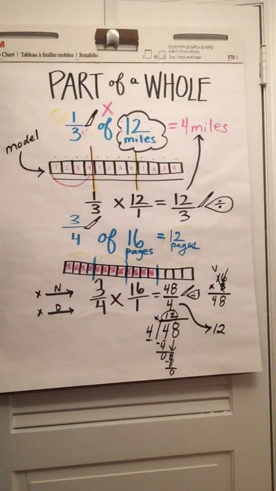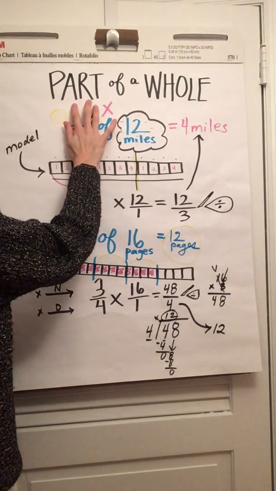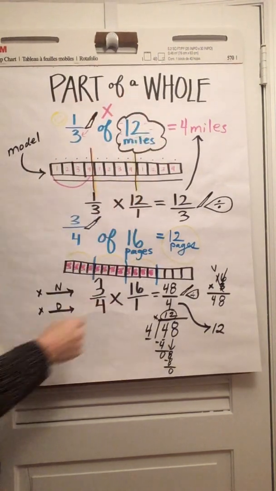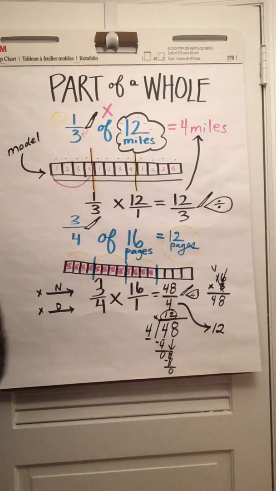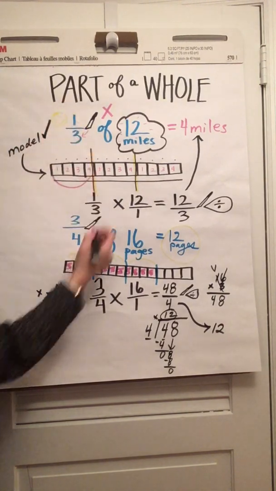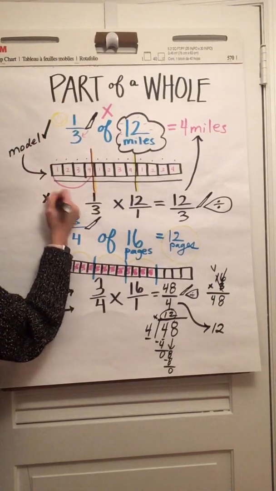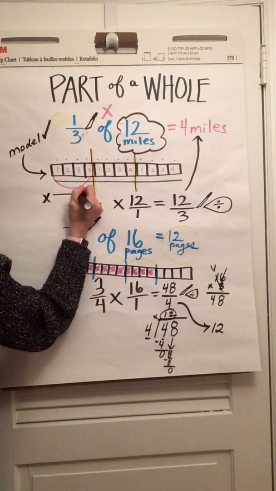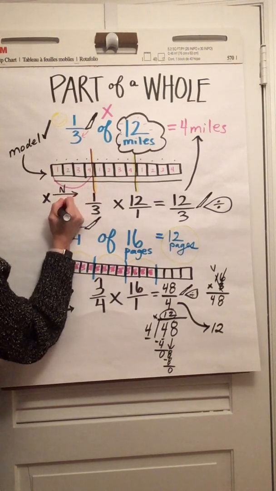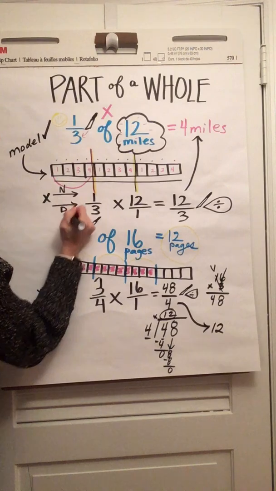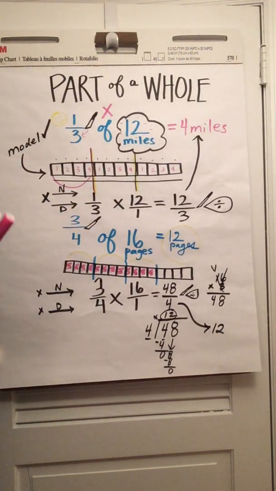Okay, so we are going to continue today practicing how to find parts of a whole. Okay, and I want you to keep in mind that you can do it with the model, or you can do it with just straight multiplication. And when you multiply across the numerator, and you multiply across the denominator. Okay? Good job.